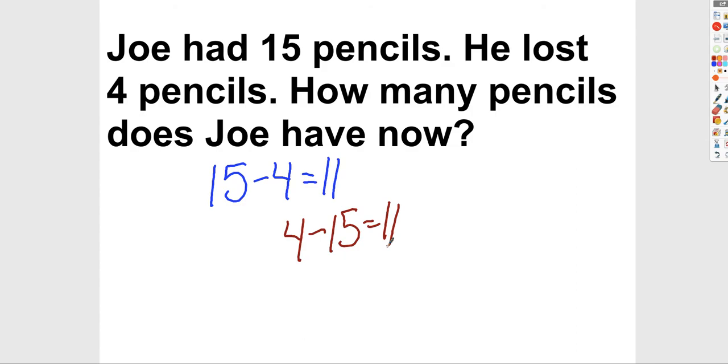Now, let's try the 4 minus 15 equals 11. I'll pick these 4 up right here. And I'll start with 4. 1, 2, 3, 4. Now, let's take 15 away. 1, 2, 3, 4. Uh-oh. Can I take 15 away? No way, Jose. No, I cannot take 15 away from 4 of them. Can I? No. I cannot use the turnaround rule for subtraction.